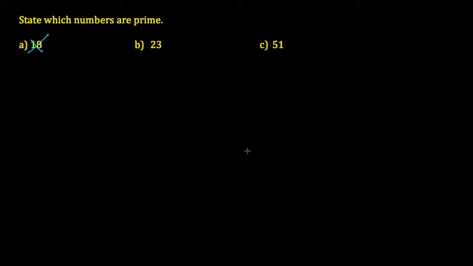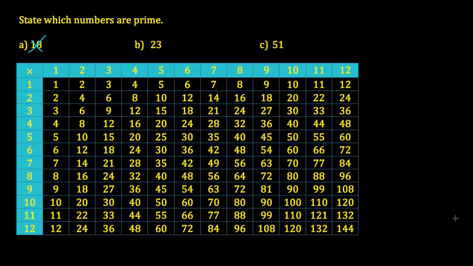It is not prime. Now, when I look at 23, it might be easier if I look at a multiplication table. So consider this. I have the multiplication table for 1 times 1 up to 12 times 12. And as I look within that table, if I were to look at all the numbers, I would not find the number 23. So right now, from the looks of things, it looks like my only factors are 1 and 23. So 23 is feeling prime.